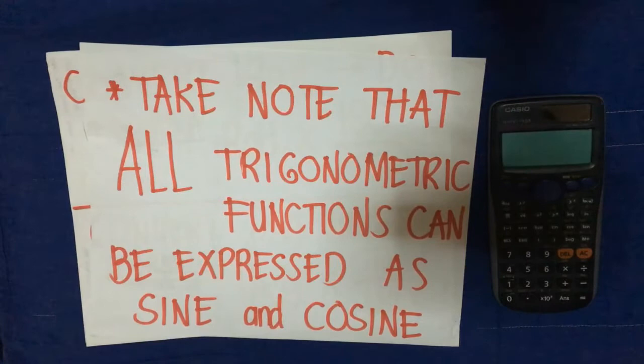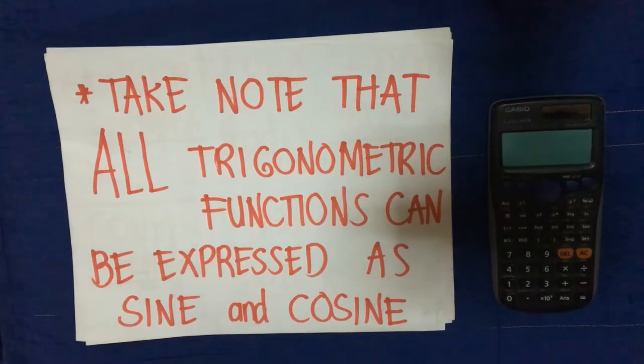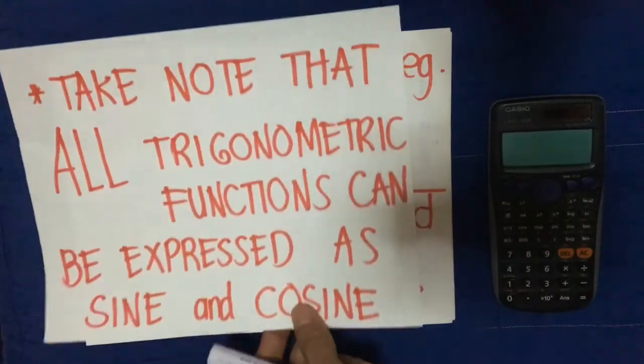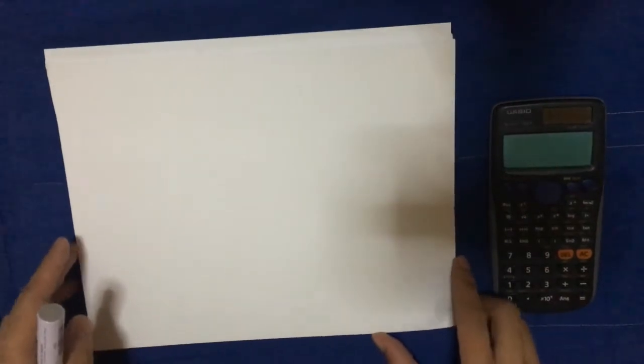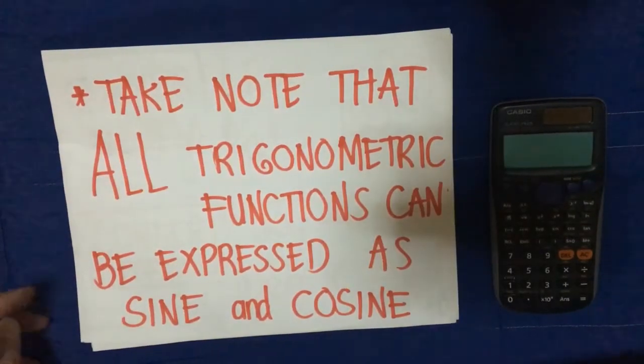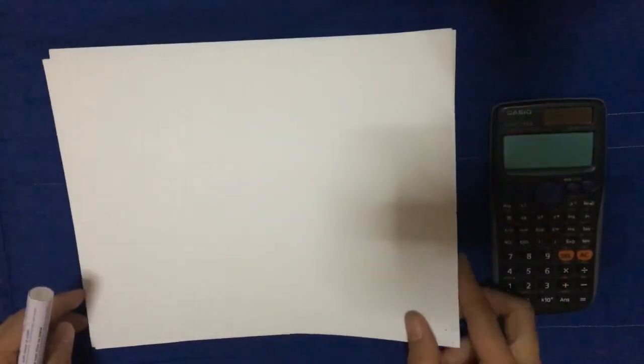Okay, so take note that all trigonometric functions can be expressed as sine and cosine. Therefore, you can write all the trigonometric functions, namely sine, cosine, tangent, cotangent, secant, and cosecant, as a function of sine and cosine. So, for example, what does it mean that all trigonometric functions can be expressed as a function of sine and cosine?